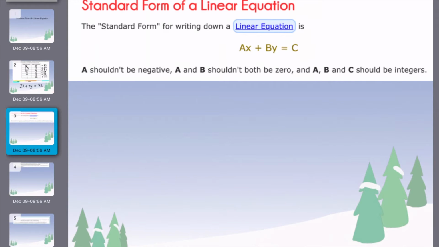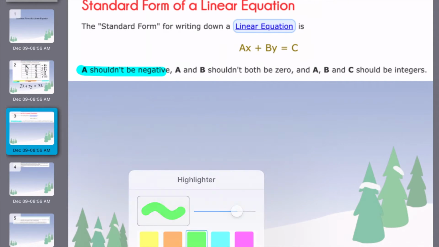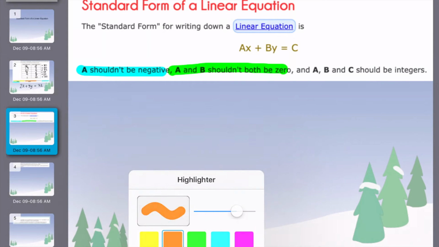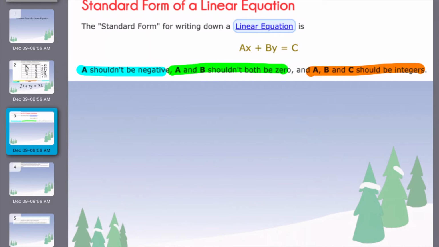So the standard form of a linear equation is written like ax plus by equals c. A should not be negative. A and B cannot be 0, so let me just highlight these. A shouldn't be negative. A and B should not be 0. And A, B, and C should be integers, as in whole numbers. So this is standard form, and you've seen standard form a lot.